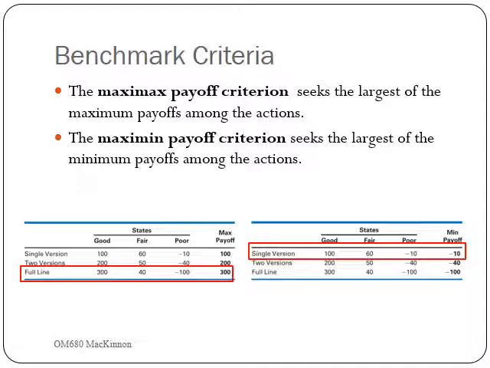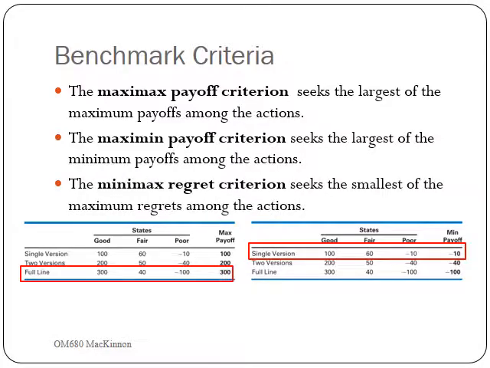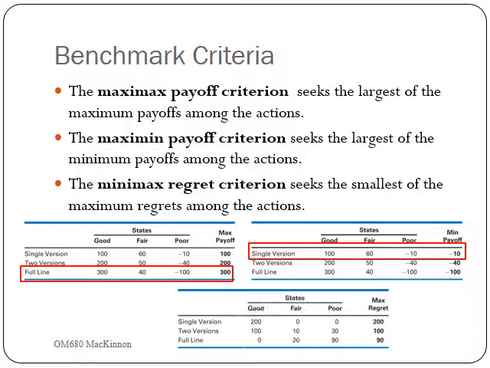But there is another criterion, and that is called the minimax regret criterion. It seeks the smallest of the maximum regrets among the actions. Now, what does that mean?